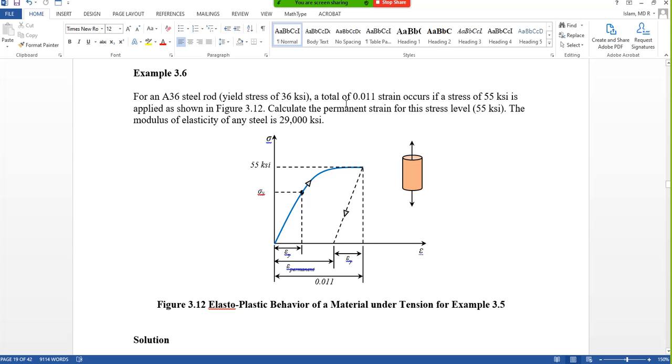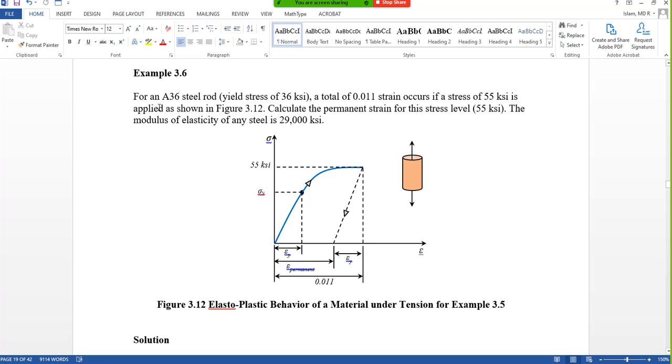It has a total of 0.011 strain if stress 55 is applied. That means when the stress is 55, the total strain is given. This value is given, 0.011. Calculate the permanent strain of this material.